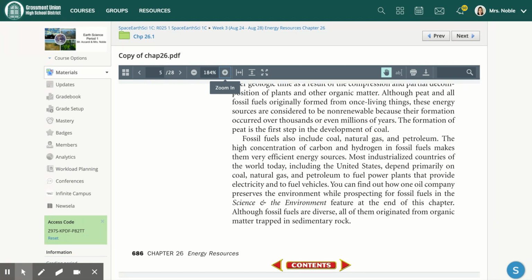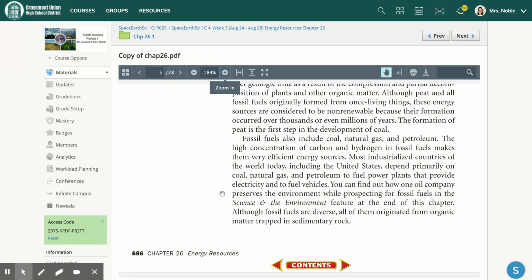Fossil fuels also include coal, natural gas, and petroleum. The high concentration of carbon and hydrogen in fossil fuels makes them very efficient energy sources. Most industrialized countries of the world today, including the United States, depend primarily on coal, natural gas, and petroleum to fuel power plants that provide electricity and to fuel vehicles.